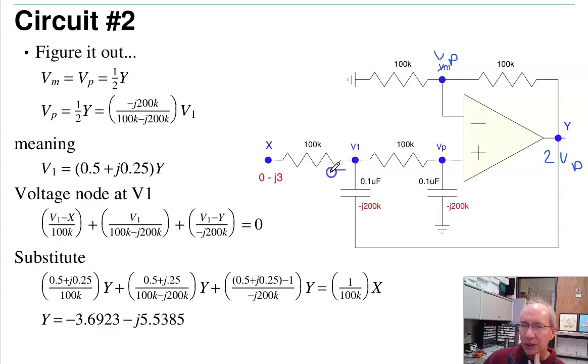I can do the current node at V1. These have to balance. Substituting, a lot of work, you wind up with this is the answer. Not quite as easy to solve this one by inspection, but can be done.